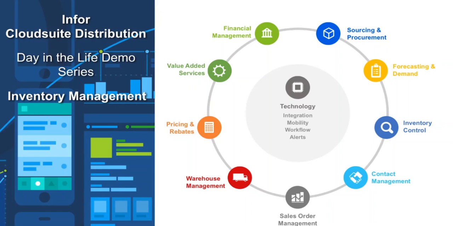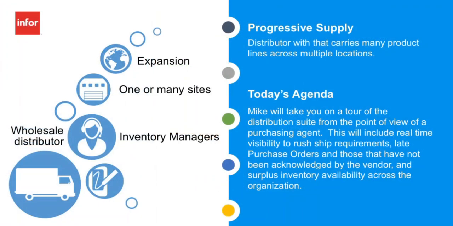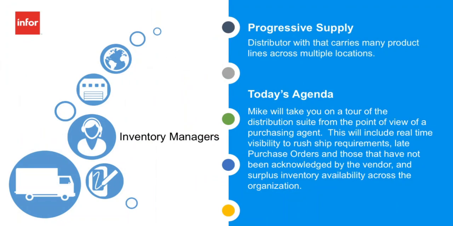In today's presentation, we're going to be focusing on the sourcing and procurement module within the Infor Distribution Suite. Specifically, we're going to be looking at the daily tasks and activities associated with an inventory manager in a wholesale distributor. Today, we'll be working as Progressive Supply. Progressive is a multi-location industrial distributor located in the Midwestern United States. My role in today's presentation will be Mike, the inventory manager.